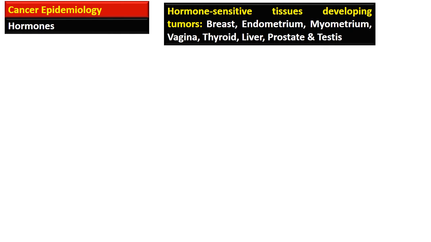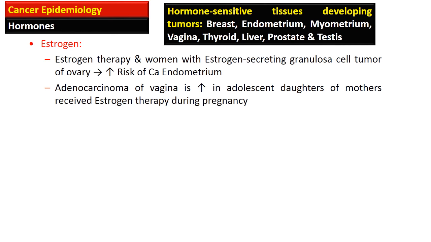Tumor development is also seen in tissues which are dependent on hormones for their proliferation, and hormone sensitive tissues such as breast, endometrium, myometrium, vagina, thyroid, liver, prostate and testes may develop tumors in various conditions. Estrogen is also linked with the development of tumors; with estrogen therapy, and in women with estrogen secreting granulosa cell tumor of ovary, they are at increased risk of carcinoma of the endometrium.